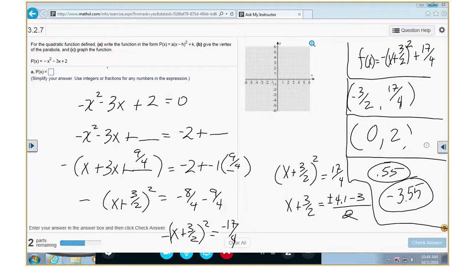So, negative 3 halves, which is negative 1.5, and what is that? 4.1 positive. Y-intercept is 2. Oh my gosh, this thing is going down. Is that true? Yes, it is true. And you feel good about yourself.